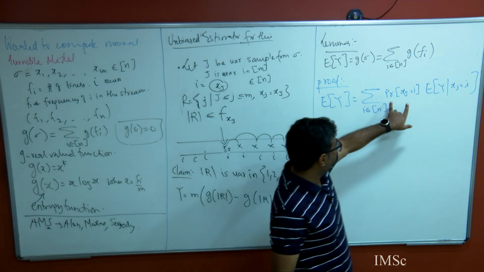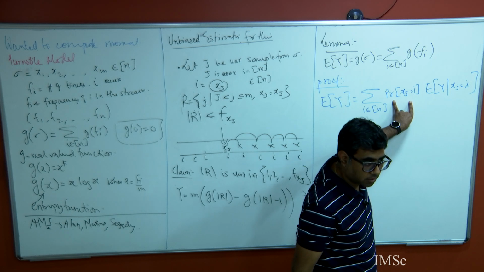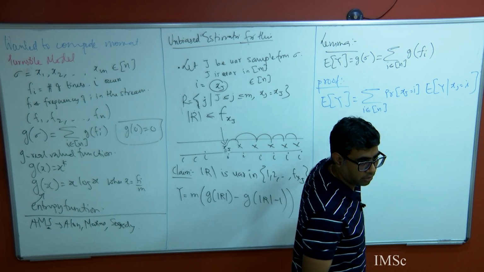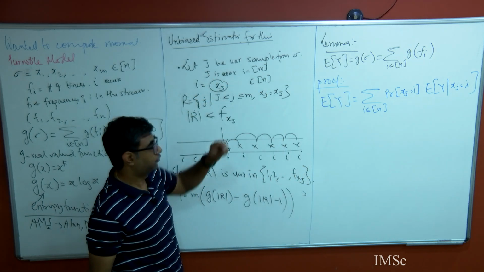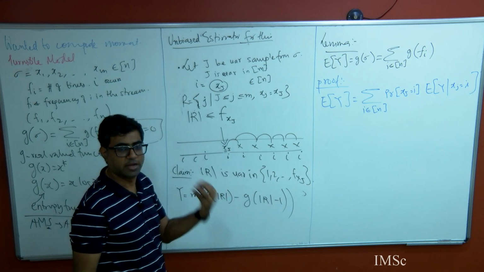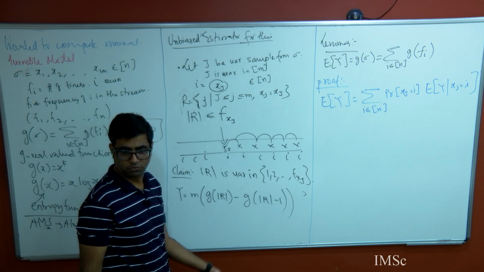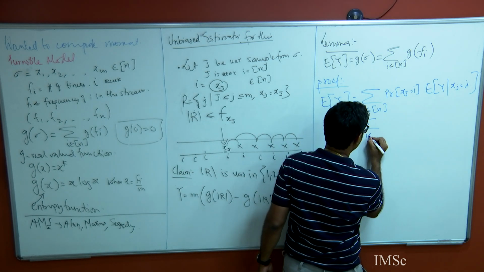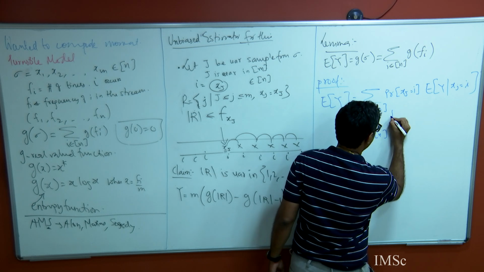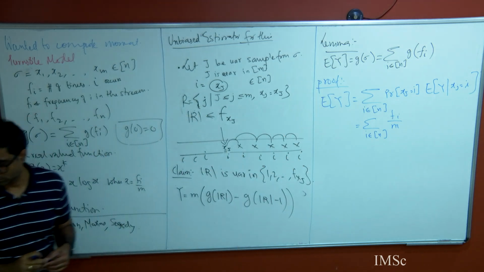What is the probability that xj equal to i? Divided by m, because j is uniformly at random in 1 to m. So what is the probability that xj equal to i? The number of times i occurs divided by m. So which is frequency by m. So summation i going from 1 to n, Fi divided by m. Okay.